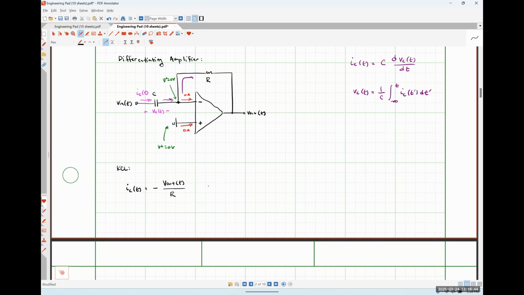I could rearrange this and say that V out as a function of time is just negative R times IC. And because I know the current flowing through my capacitor is C times the derivative of the voltage drop across my capacitor, this becomes negative RC times the derivative of VC with respect to time. All I have left to do now is figure out how VC and VN are related to each other.